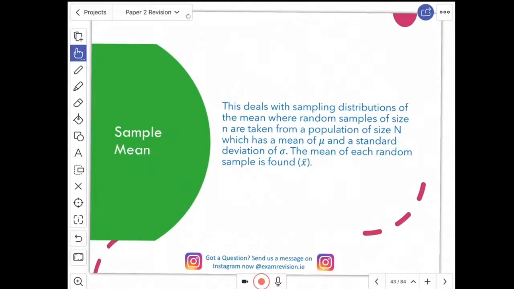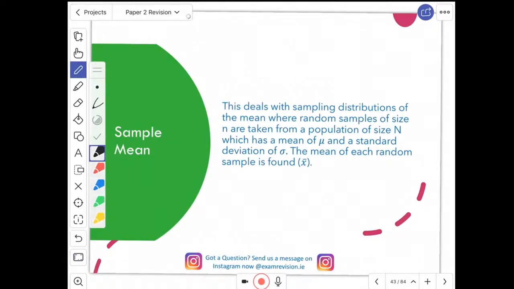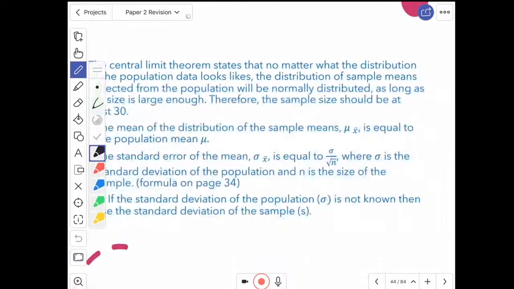So look, you can read through this in your own time afterwards, but just note that when you work out the mean of a sample, we call it X bar, whereas when we work out the mean of the population, we say it's mu. So that's just a side note to be aware of.